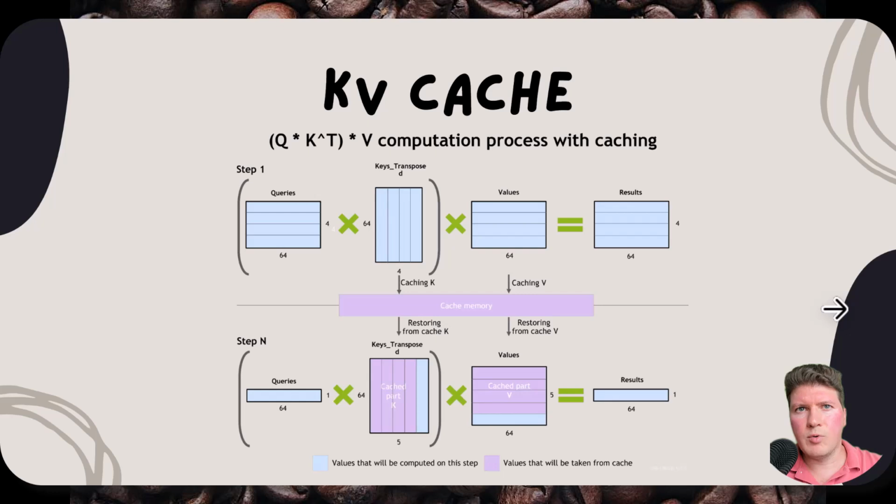Basically, instead of recomputing key value pairs for each new token, the model retrieves them from the cache, significantly speeding up inference. When a new token is generated, only the key and value for that single token need to be computed and added to the cache, as shown at the bottom.